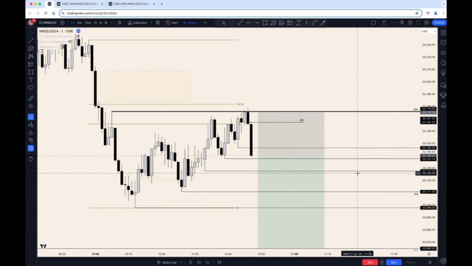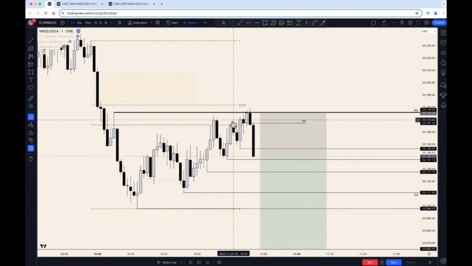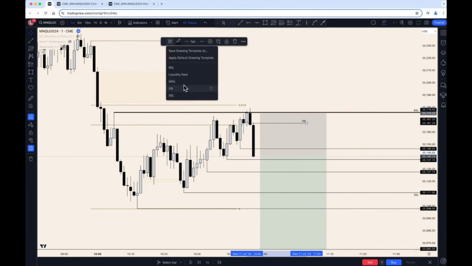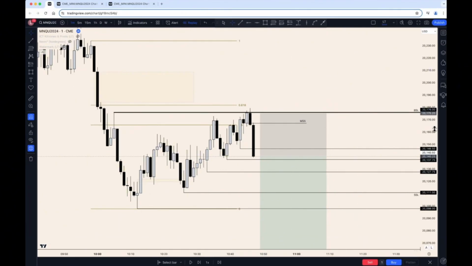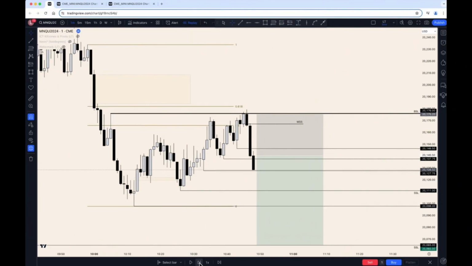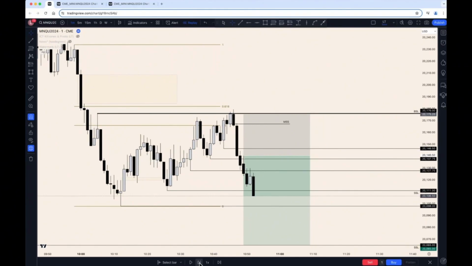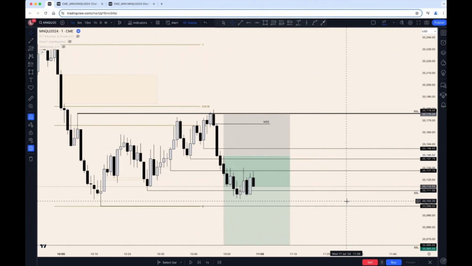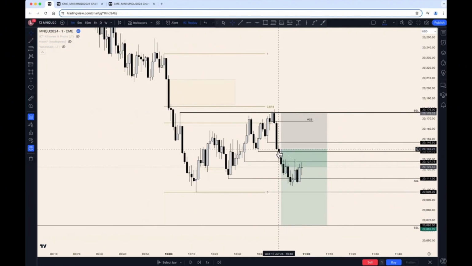And if you want to be quite specific about it, this is an ICT 2022 model. Why? Because it traveled all the way up here, poked up, displaced downwards. This could also be a market structure shift. All right, so let's keep on playing. Where's price going to go? Keeps on going. It already displaced. This is accumulation.